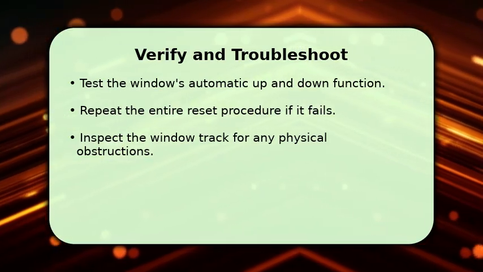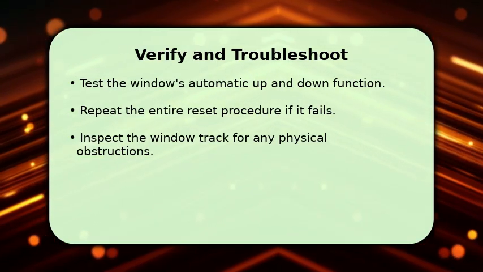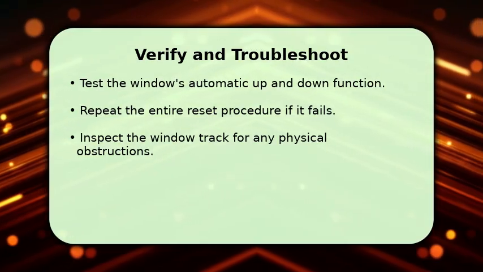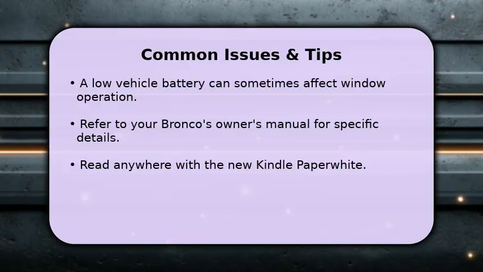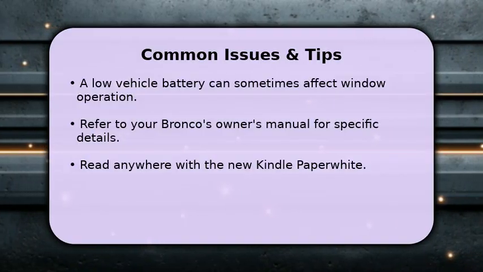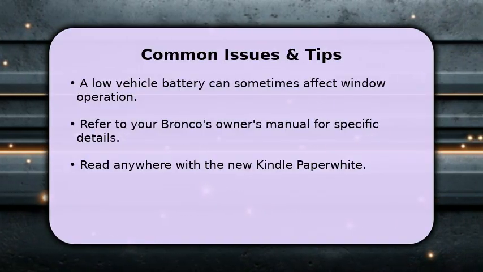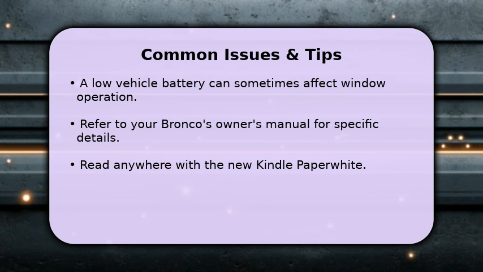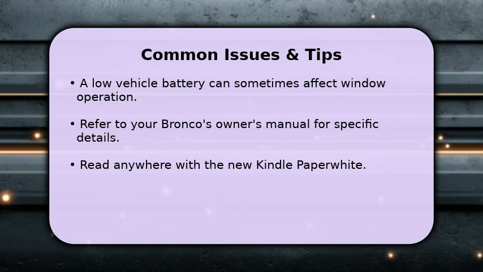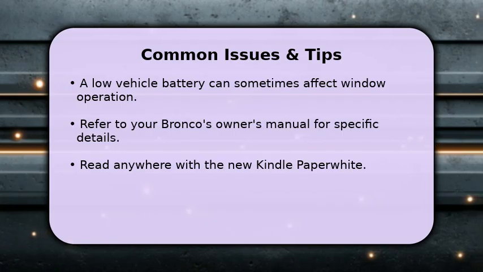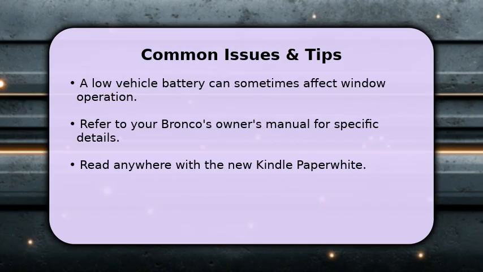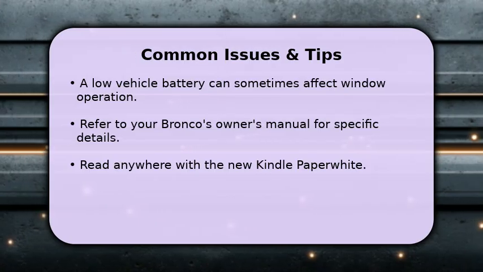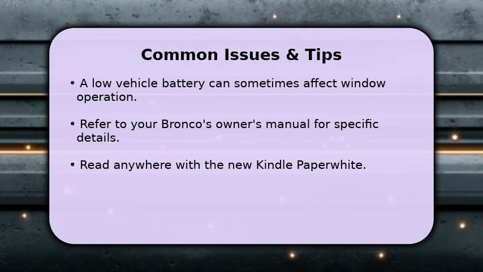Also, check the window track for any visible obstructions that might be preventing smooth operation. Sometimes, a weak or low vehicle battery can cause power window issues, so ensure your battery is in good health. If problems persist, consulting your Bronco's owner's manual can provide model-specific troubleshooting steps and diagrams. Remember, these steps are a general guide, and your manual might offer unique insights.